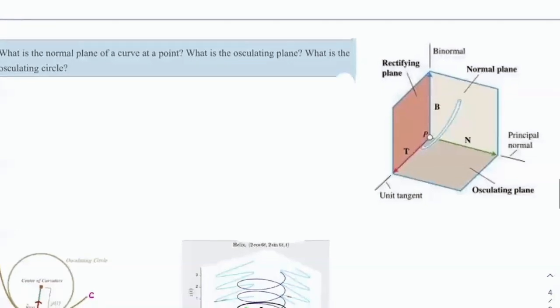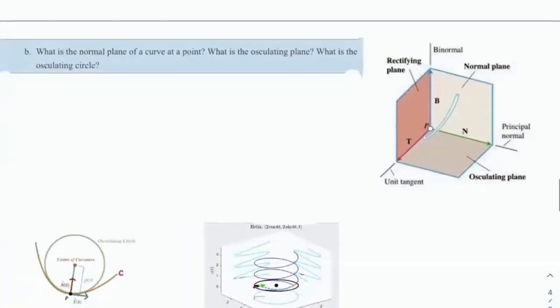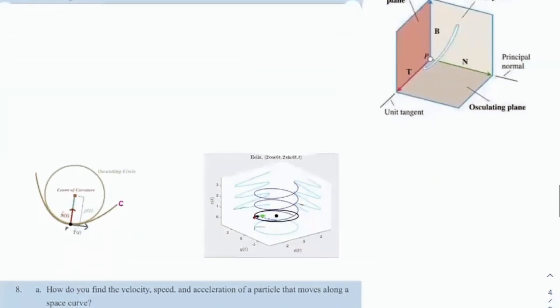And what's the osculating plane? This one here is the osculating plane down here, formed by the unit tangent and unit normal. And this one here is the rectifying plane. Okay, some pictures. I'm not going to put this on the test. Here's some information for your interest.